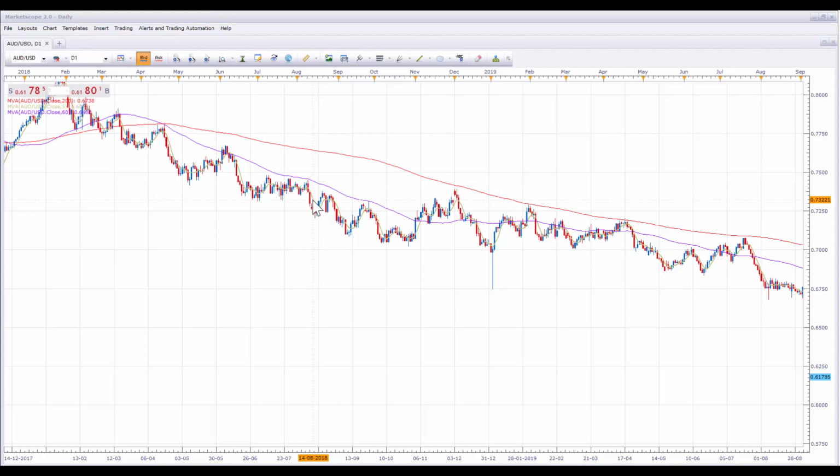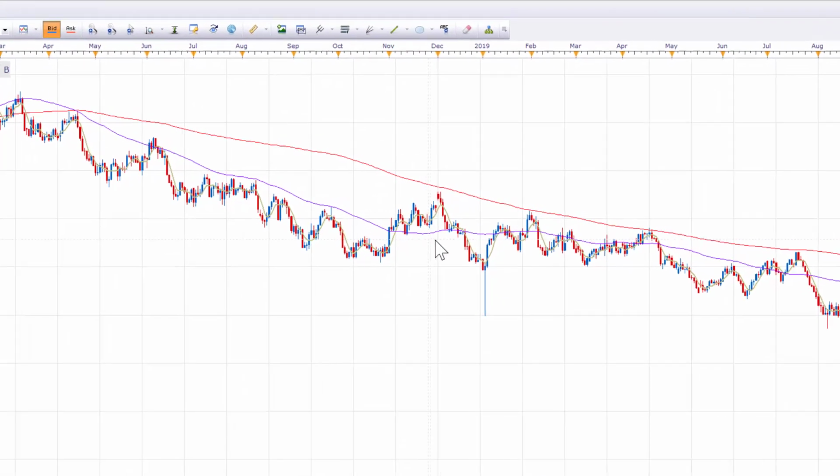This one is the 200 simple moving average. The purple one is the 50 SMA, and this one is the 5 SMA. As you can see, the faster moving averages, which are the 5 and 50, react so quickly to price change, and a lot of the time they give a false signal of a change in trend.